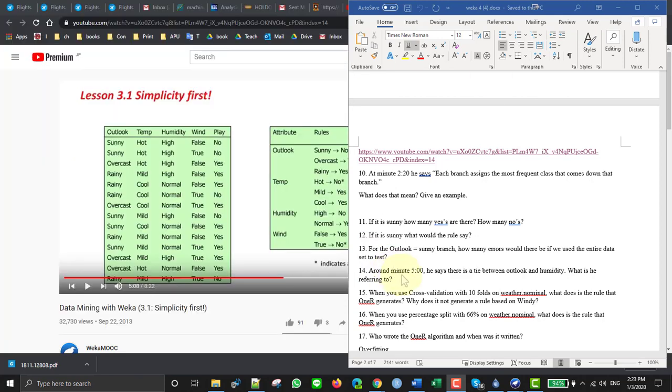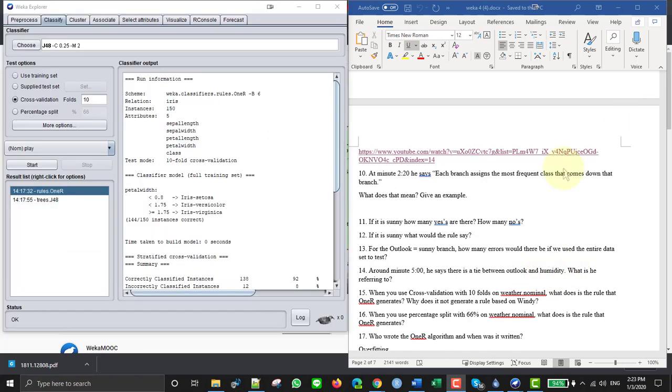Okay, at around minute 5, he says there's a tie. So he's saying that a variable will produce a pure node. Outlook and humidity both will result in the same purity.